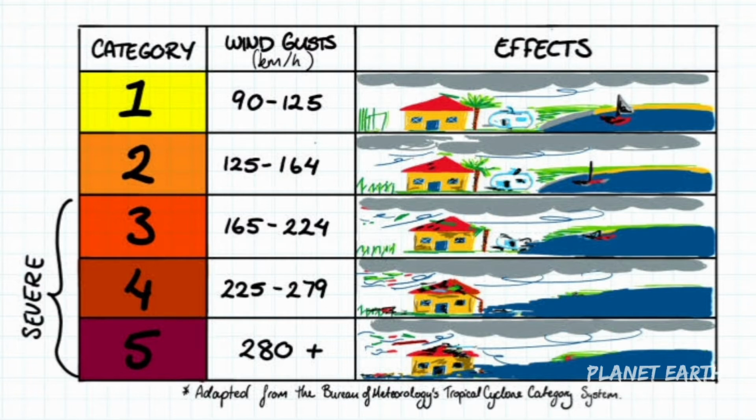Third category, wind rates ranging from 165 to 224 km/h, structural harm to houses, comprehensive damage to plants and uprooted trees, upturned cars, and building devastation. Fourth category, wind rates ranging from 225 to 279 km/h, power failure and significant harm to towns and cities. Fifth category, wind speeds exceeding 280 km/h, extensive harm.